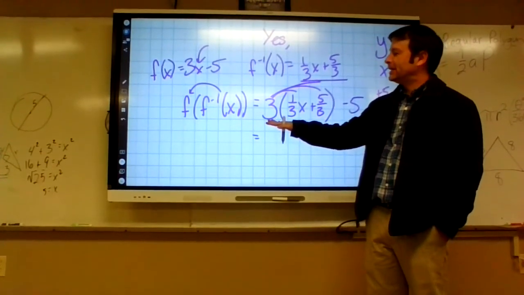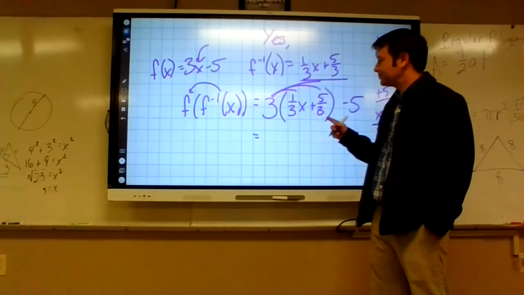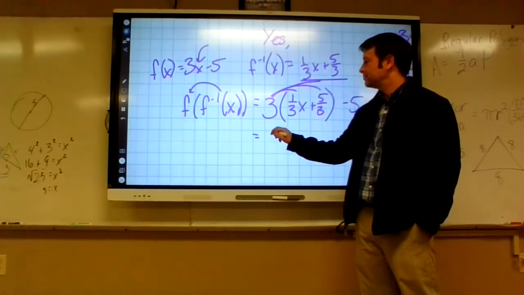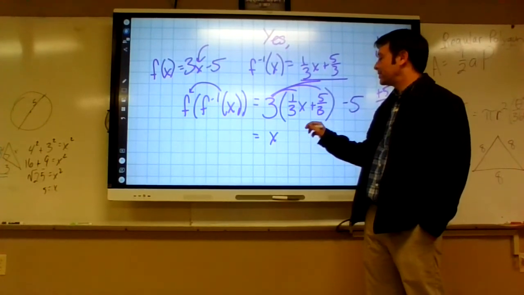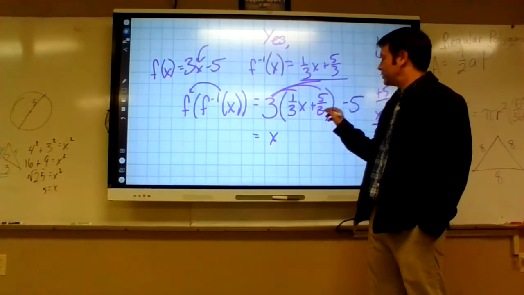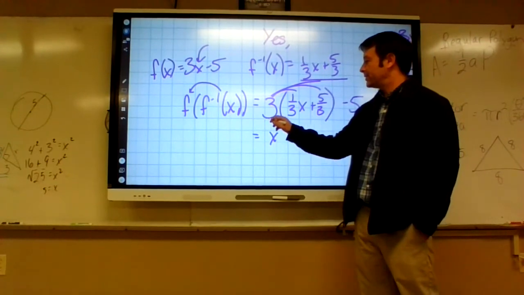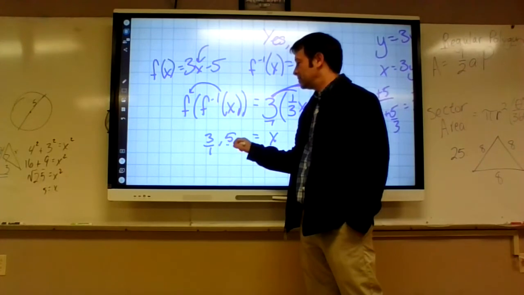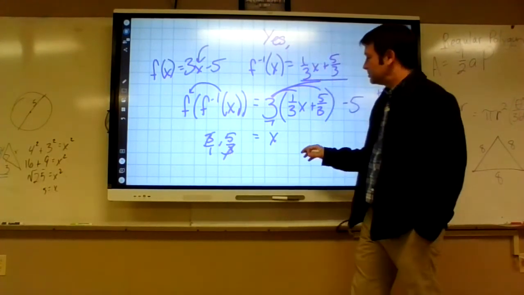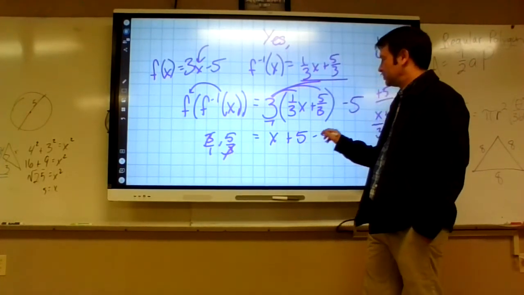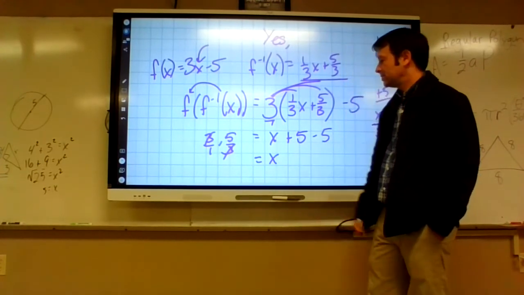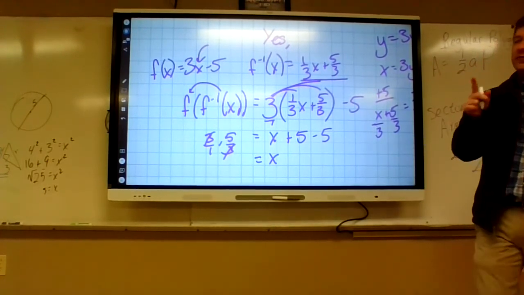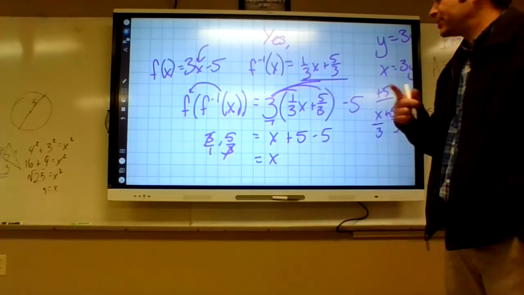So it's 3 times this, what? 3 over 1 and the 3 cancel out, right? Do you remember how to multiply fractions? 5 minus 5 is 0, so it's just x. So x is the answer? Yeah. Anytime you do f of f inverse, it should equal x. That's what they're trying to get us to show.